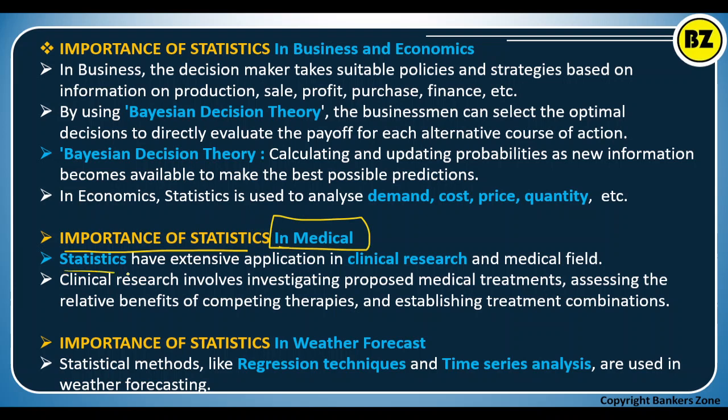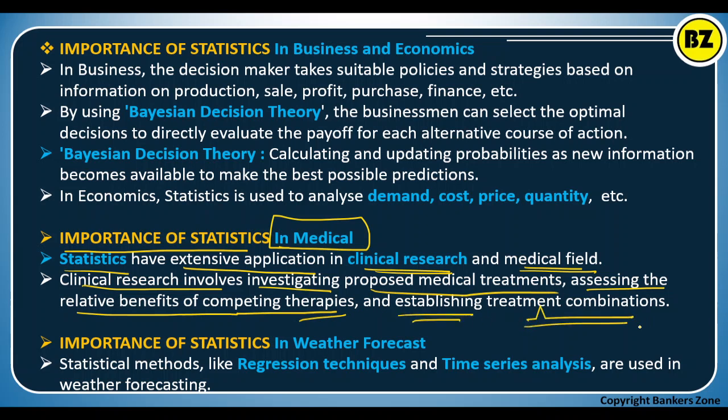Now see, what is the importance of statistics in the medical field? Statistics has extensive application in clinical research and even in the medical field. Clinical research involves investigating proposed medical treatments, assessing the relative benefit of competing therapies, and establishing treatment combinations. So in this way, in the medical field also, statistics is important: to compare different therapies, and to establish conclusions based on combinations of different treatments.